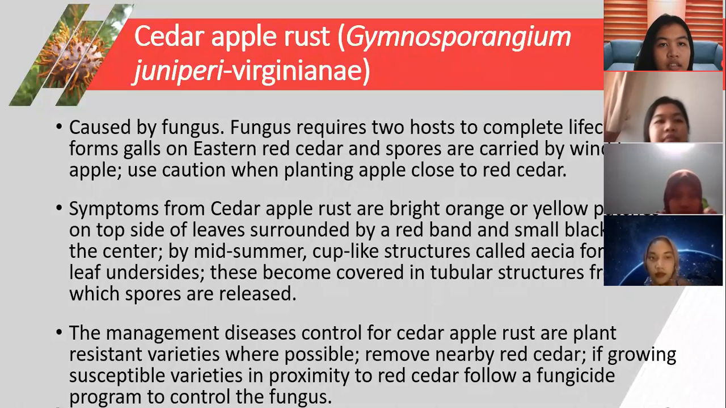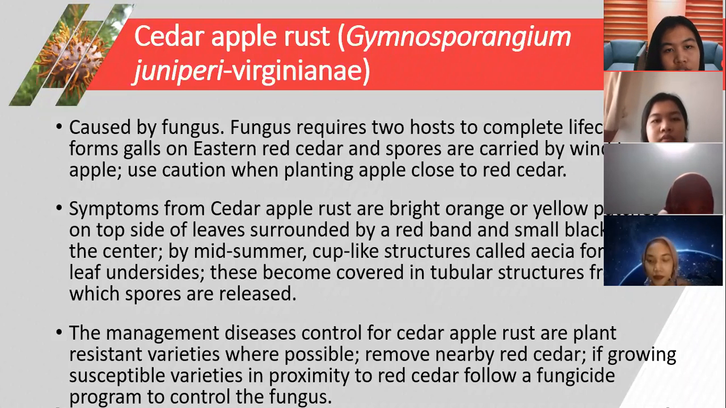The third one is cedar apple rust, caused by a fungus. The fungus requires the host to complete its life cycle, forms galls on eastern red cedar, and spores are carried by wind to apple. Use caution when planting apple close to red cedar. Symptoms of cedar apple rust are bright orange or yellow patches on the top side of leaves surrounded by a red band and small black spots in the center. By midsummer, cup-like structures called aecia form on the leaf undersides. This becomes covered in tubular structures from which spores are released.